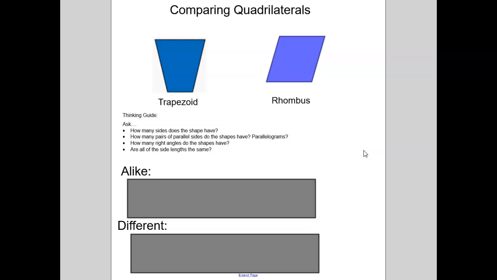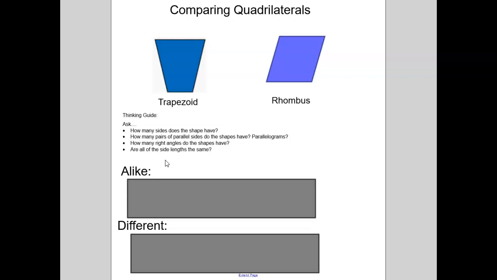Today you'll get to look at two quadrilaterals and compare and contrast them. Say ways that they're alike and ways that are different. I have created a little thinking guide to help you find ways they're the same and different. Read these questions, and this can help you really compare and contrast these shapes. So I have a trapezoid and a rhombus, and I need to say how they're alike and different. I'm going to use my thinking guide to help me know which attributes to look at to be able to compare and contrast these shapes.